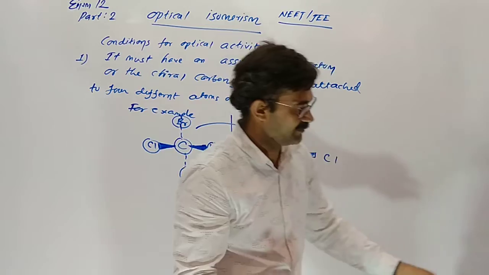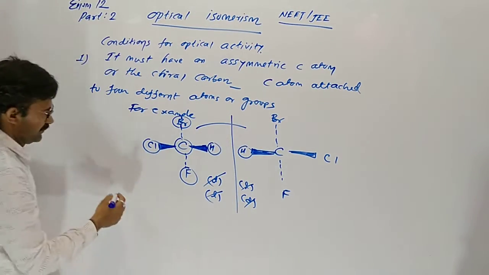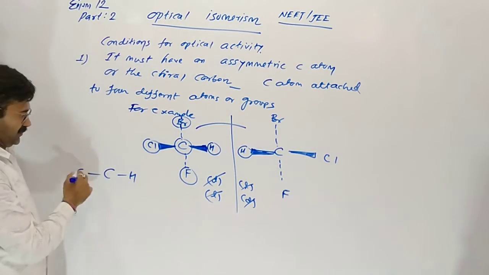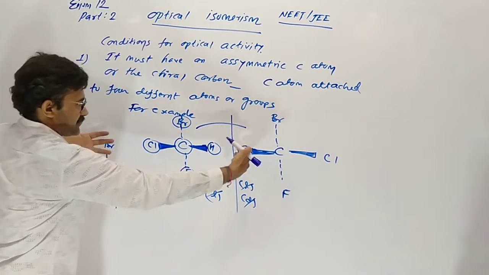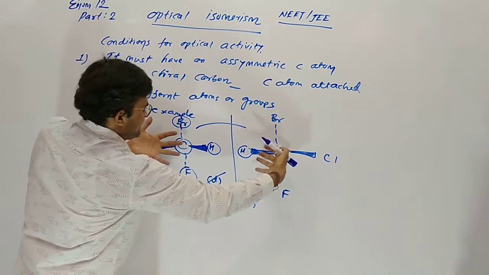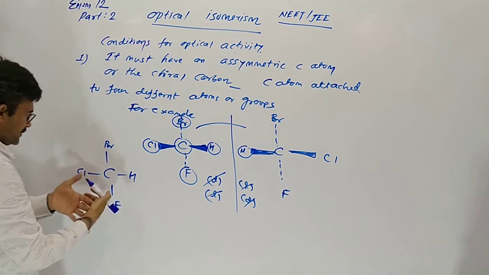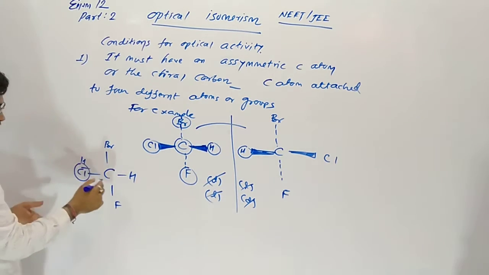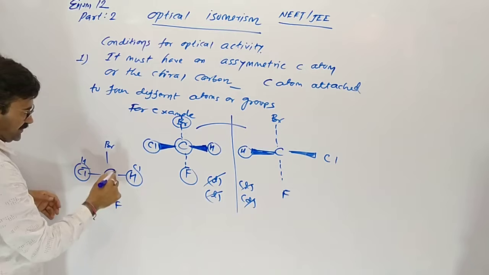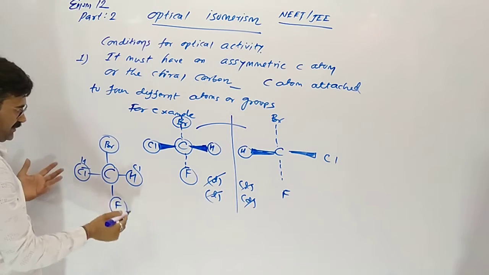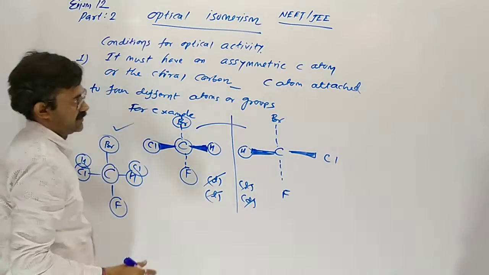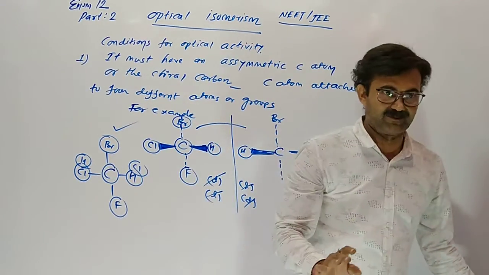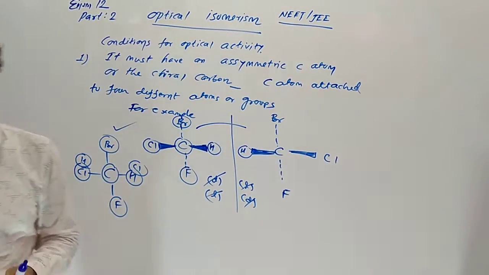Otherwise, another direct method: when you bring both close to each other without changing the plane, H comes here, Cl comes here. Clear? So both are not superimposed, so it is optically active. This is the first condition.